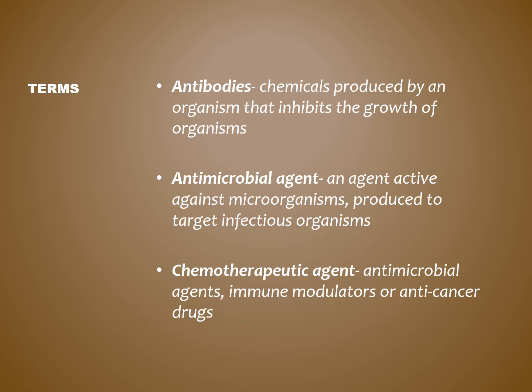And finally, I promise this is the last list of terms for you. Antibodies are chemicals produced by an organism that inhibit the growth of organisms. This, of course, is made by your B cells, and they're also referred to as immunoglobulins. An antimicrobial agent is an agent active against microorganisms produced to target infectious organisms. This is also known as an antimicrobial. A chemotherapeutic agent is also known as an antibiotic of a chemical nature. This is an antimicrobial agent, immune modulator, or anti-cancer drug.